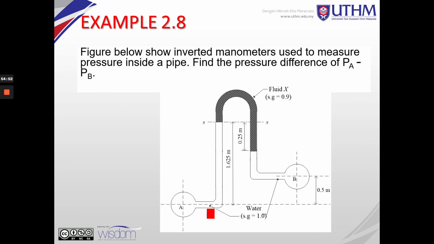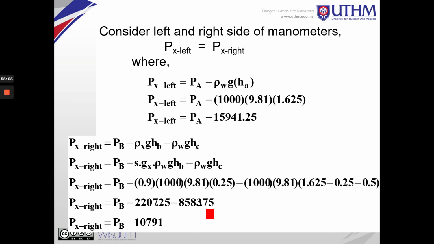So just an example of 2.8. The figure below shows inverted manometers used to measure pressure inside a pipe. Find the pressure difference PA minus PB. So consider the left and right sides of the manometer, Px left and Px right.